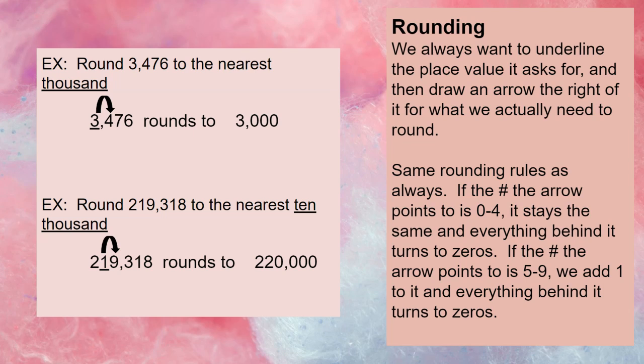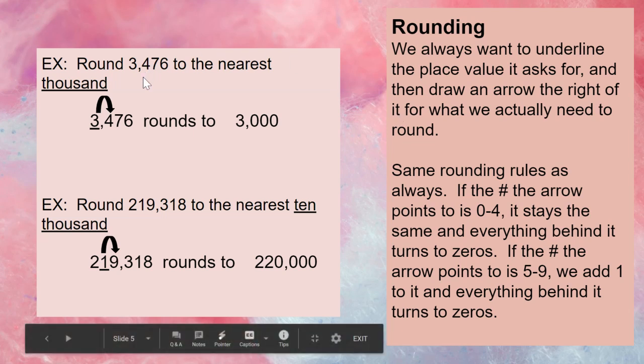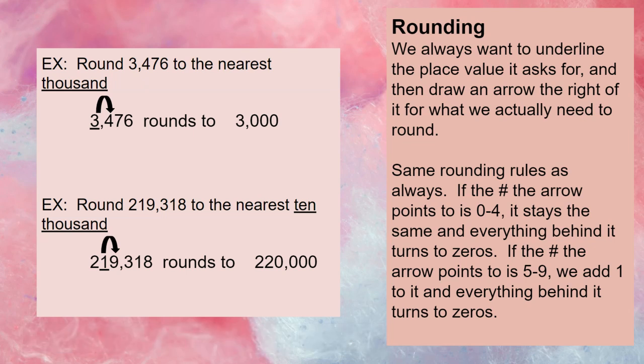So for example, we have the number 3,476 that we need to round to the nearest thousand. Again, it is asking for the nearest thousand. So we underline the thousands place, which is the 3. We draw an arrow directly to the right of it, which is a 4. So that 4 is what we need to look at for our rounding rules.